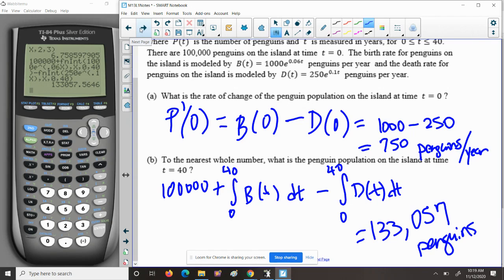Okay, so again, we had to recognize b of t is a rate of birth and d of t is a rate of death. So we had to add the integral of the rate of birth from 0 to 40 and subtract the integral of the rate of death from 0 to 40. Okay.